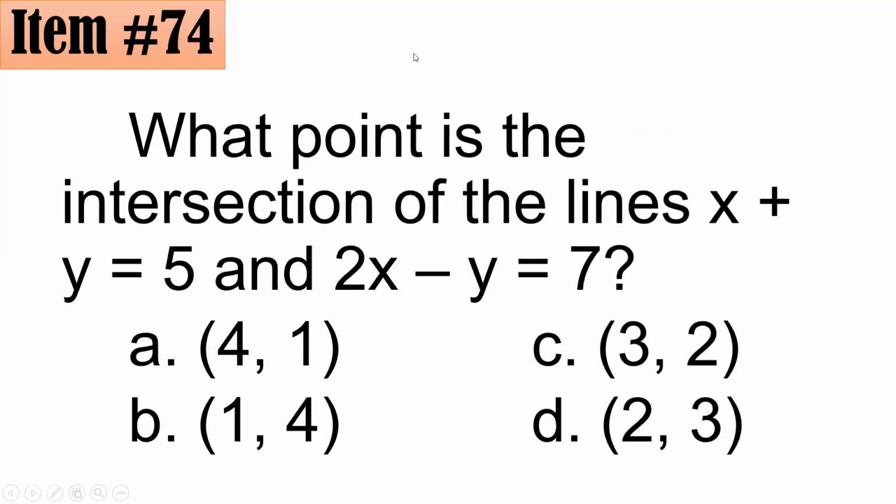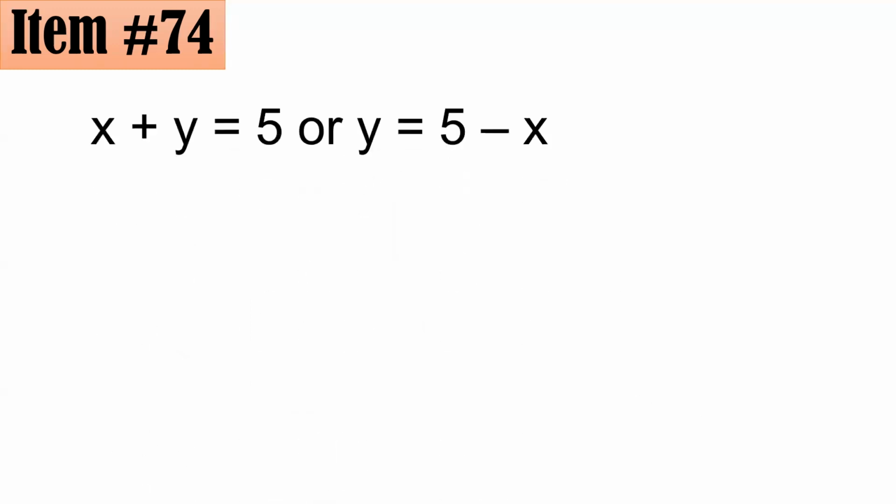74. What is the point of intersection of the lines x plus y equals 5 and 2x minus y equals 7? Is it 4, 1; 1, 4; 3, 2; or 2, 3? Okay. So we have some people who commented that their answer is A. So take note, if you have a point of intersection of the two lines, then this point also should satisfy both lines. There are many ways of solving this problem. You could use elimination, substitution, Cramer's rule, whatever. In my case, I use substitution.